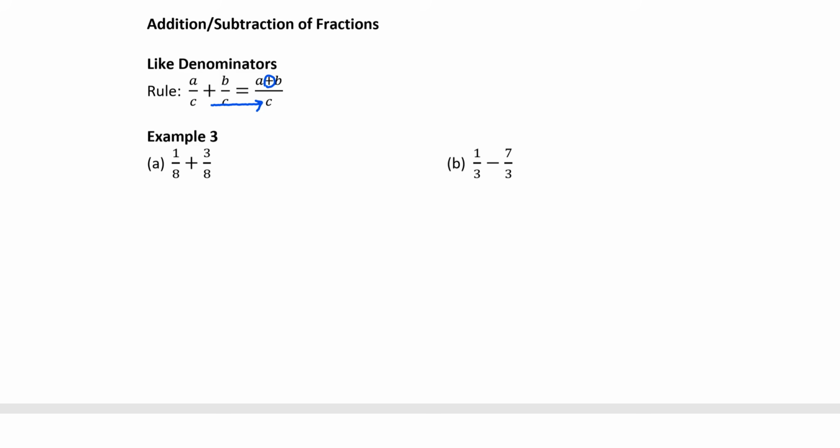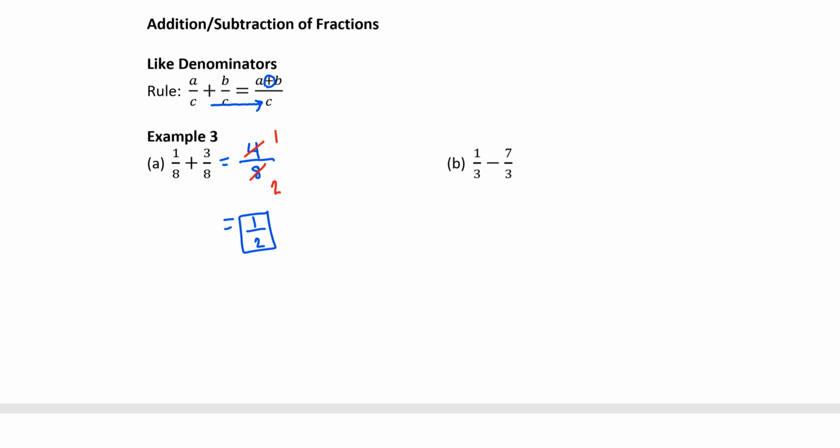So let's give it a try. 1/8 plus 3/8. We know that the result will have the same denominator, 8. And then we'll add our two numerators. 1 plus 3 equals 4. Now we're not quite finished until we have reduced the fraction. So 4 and 8 have a common factor of 4. 4 divided by 4 is 1. 8 divided by 4 is 2. So our final answer looks like 1/2.